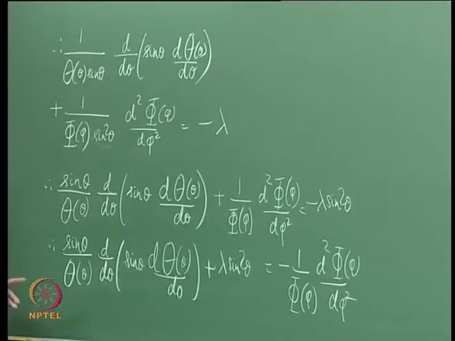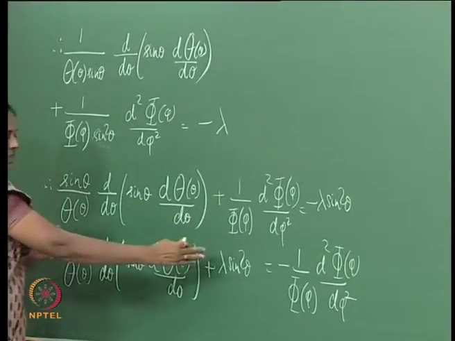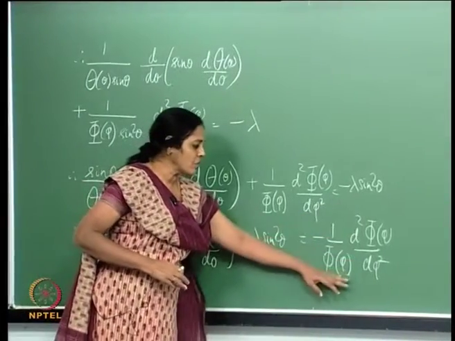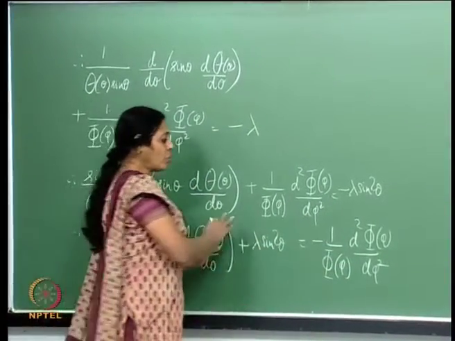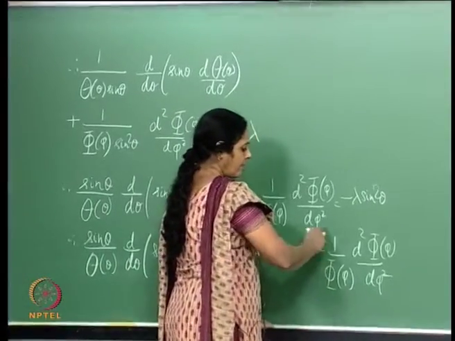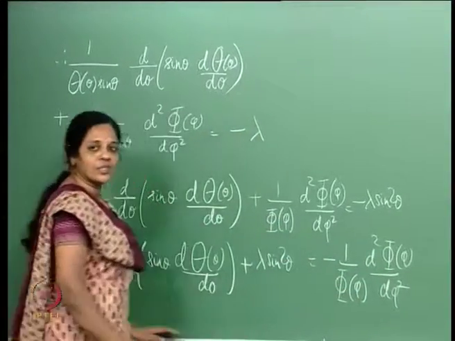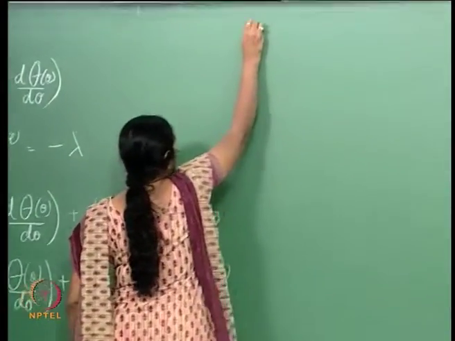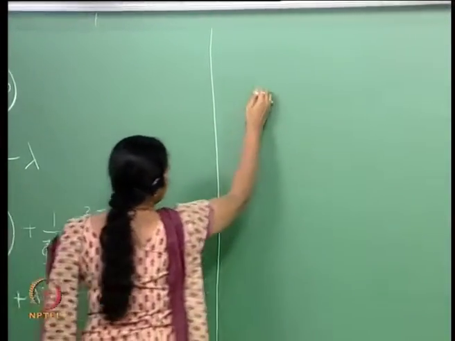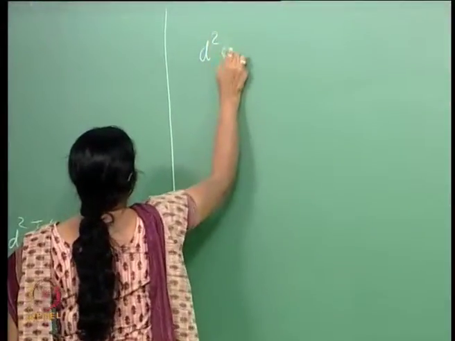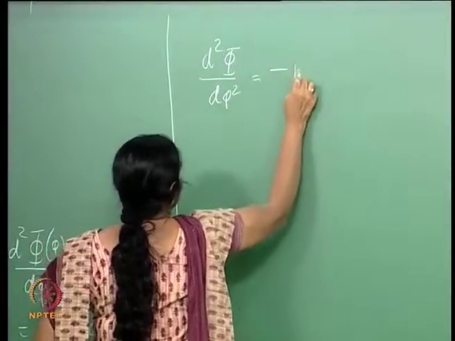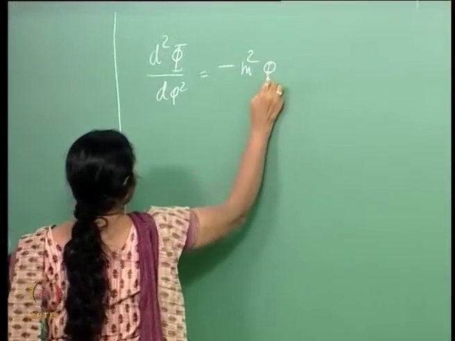It was here that I pointed out to you that this left hand side depends only on theta, the right hand side depends only on phi, and therefore, if these two have to be equal, each should be equal to a constant, and we decided therefore that d2 phi by d phi squared would be written as minus m squared phi.